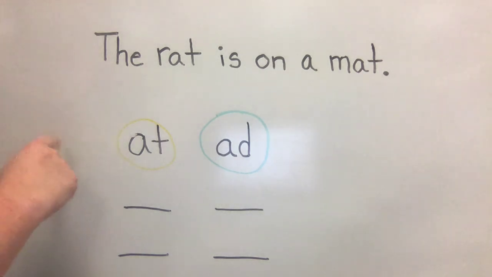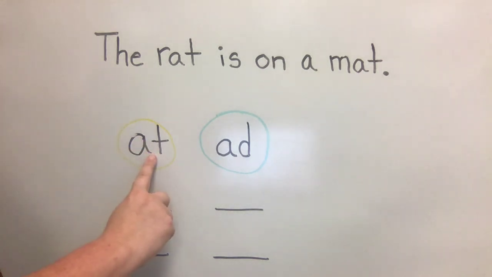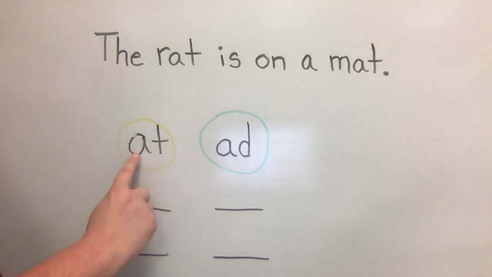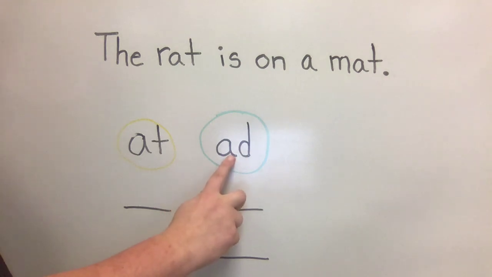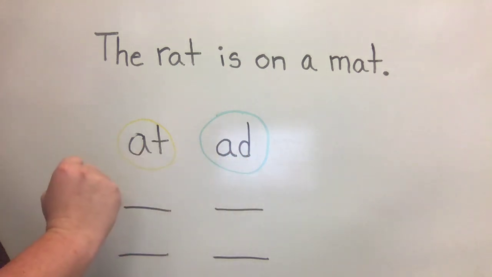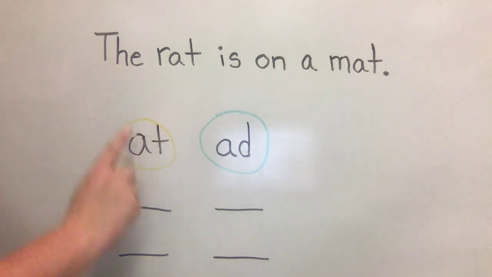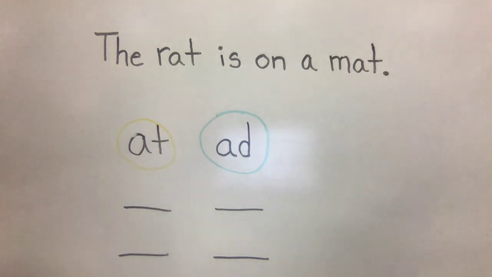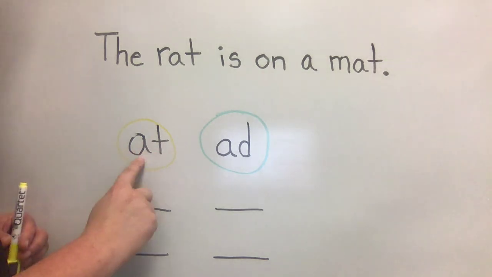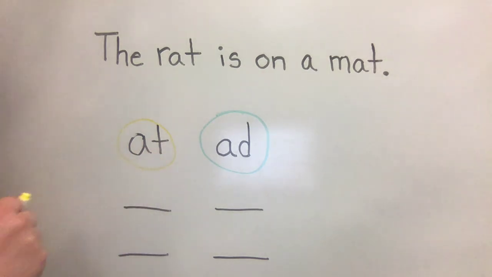All right, we're going to try to find words that have this word family at the end of them, and words that have the add word family at the end of them. We'll start with this one right here. And you're going to need your yellow crayon because if you find a word that has at at the end with the A and the T next to each other, you are going to circle it with a yellow crayon. Do you see a word that has at at the end of it?